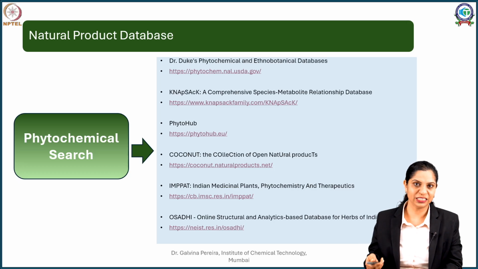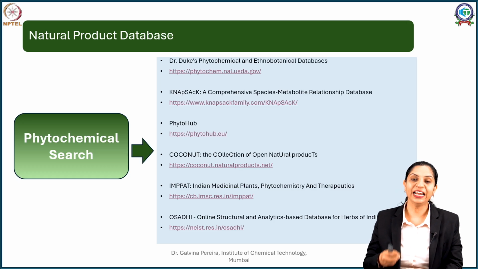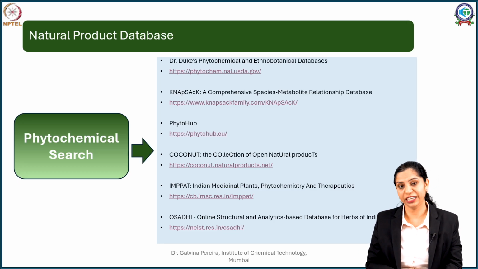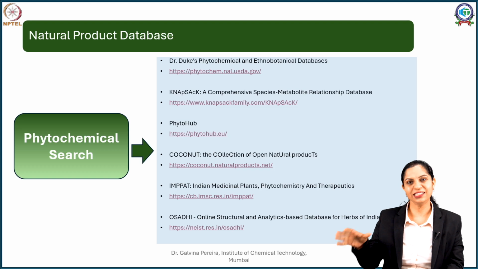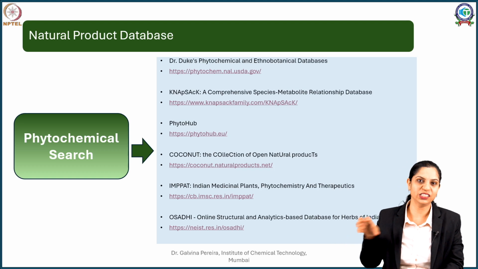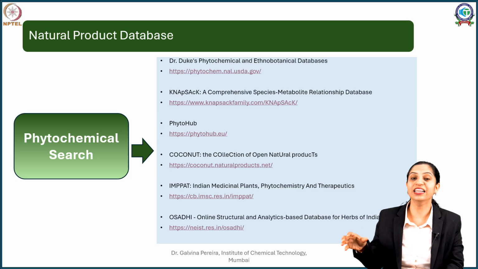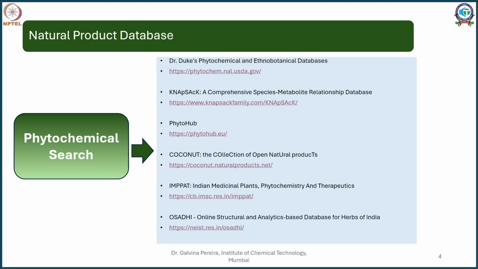We saw last time itself that it also gives us depth about the phytochemicals, plants as well as their therapeutic actions. In addition to that, the NIST institute, which is present in the northeast, has also curated what is called the OSADI database, the Online Structural Analytics based Database, especially for herbs in India. So let's try our hands on a few of these servers and see how each of them responds with a list of phytoconstituents when we give them a plant. Let's take a look at how we access them.